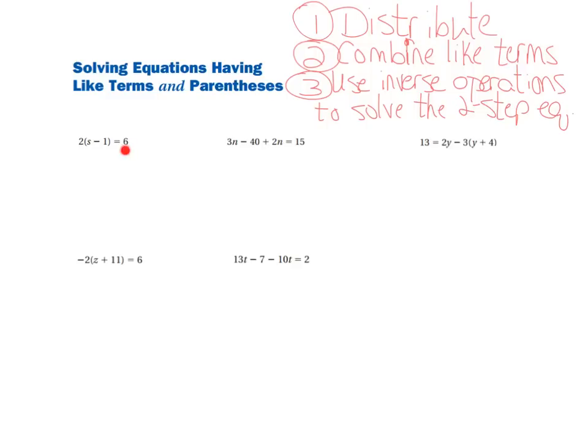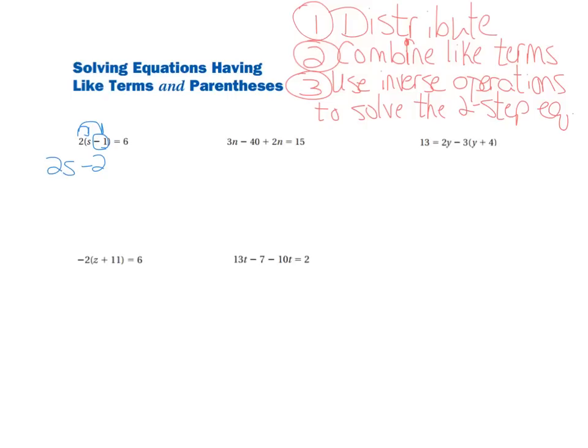We have 2 times the quantity s minus 1 equals 6. I'm going to look. I have distributive property. So I'm going to take this 2 and I'm going to distribute it. 2 times s is 2s. 2 times negative 1 is negative 2.